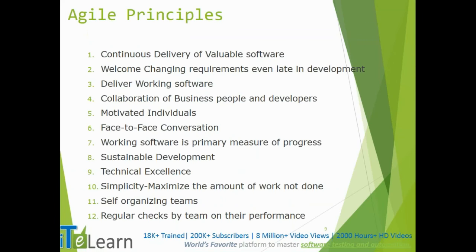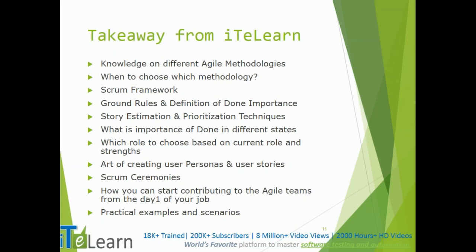Let's get into it. We have seen the 4 values of Agile. Now there are 12 principles which are tightly coupled with the values. So what are the 12 principles? Continuous delivery of the valuable software. So continuous, okay? And then what is that I can do?